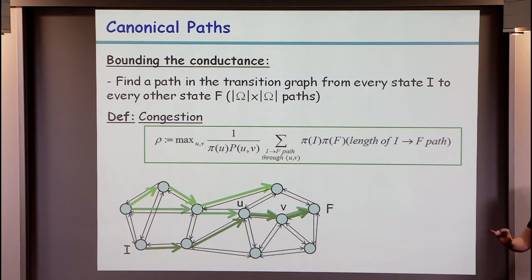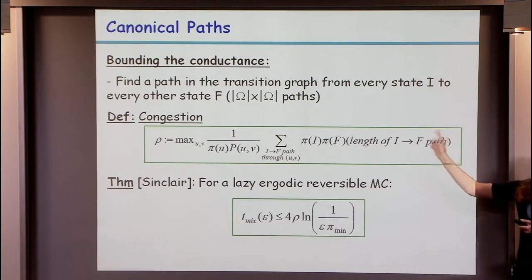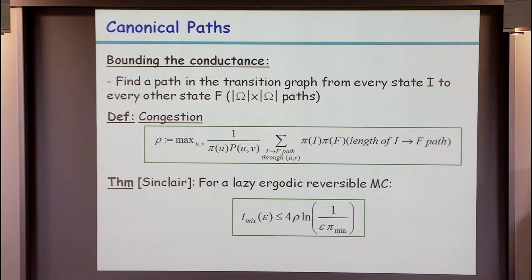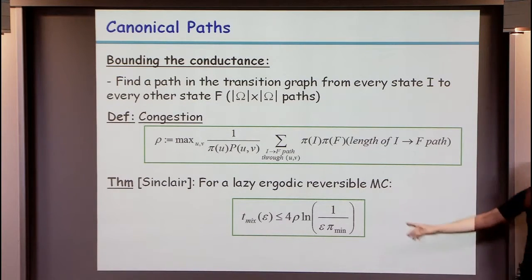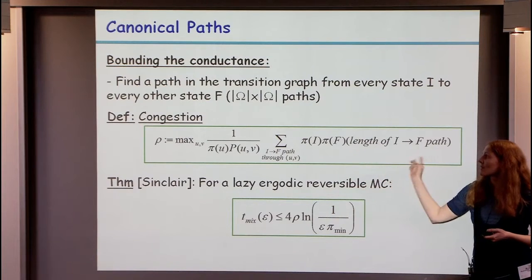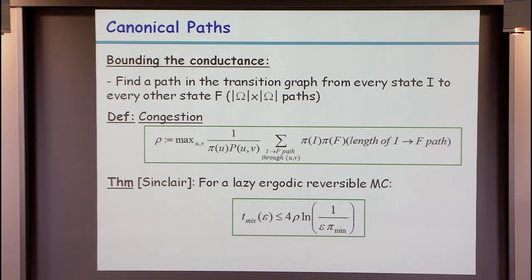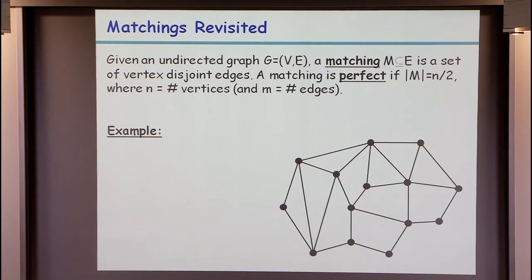Okay, so an example is coming, but before that, here's the theorem. If we bound this wonderful quantity called congestion, well then, the mixing time bound that we get is just 4 times this value, the congestion, times the logarithm of 1 over epsilon times the smallest stationary probability. Okay, so that's the framework. Now, an example is coming.